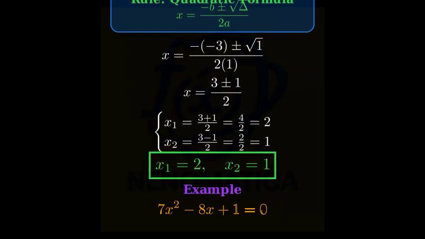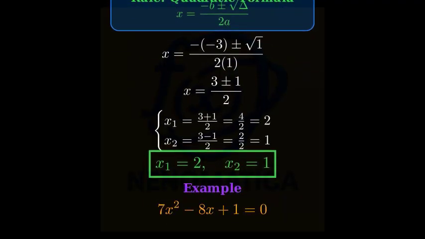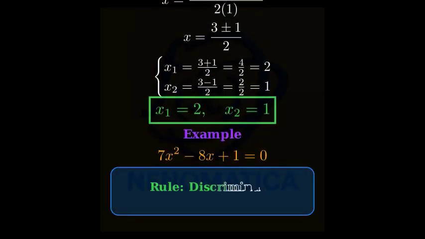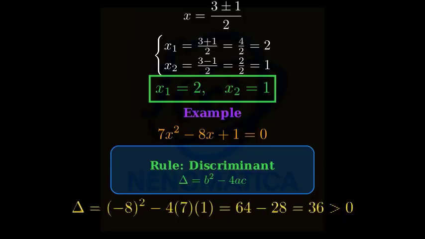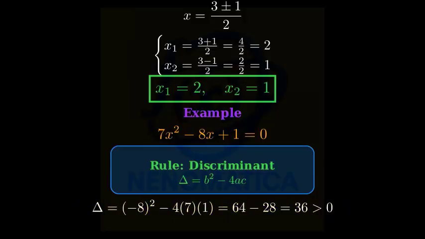Example. Our second equation is 7x squared minus 8x plus 1 equals 0. Step 1. Compute the discriminant delta equals b squared minus 4ac. With a equals 7, b equals negative 8, c equals 1, we get delta equals 64 minus 28 equals 36, which is greater than 0.